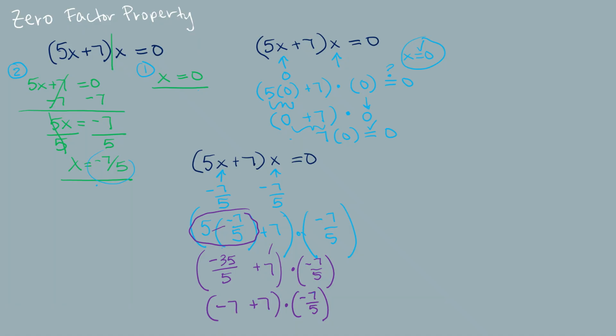But this is getting to the bottom, so it's kind of risky. But negative 7 plus 7 is 0, times this negative 7 divided by 5, and anything times 0 equals 0. So this checks out as well. So for this we know that x equals negative 7 divided by 5 is also a solution. So then your answer would just be written x equals 0, comma, x equals negative 7 divided by 5.